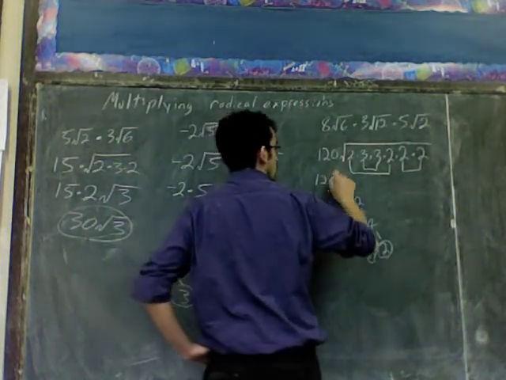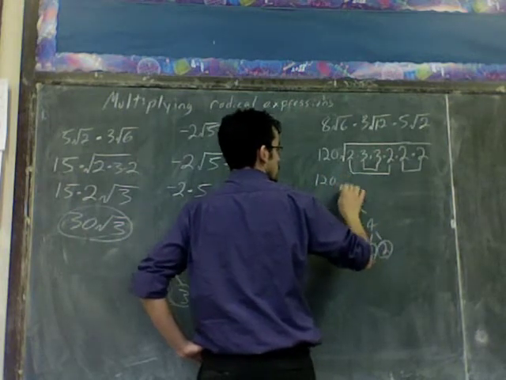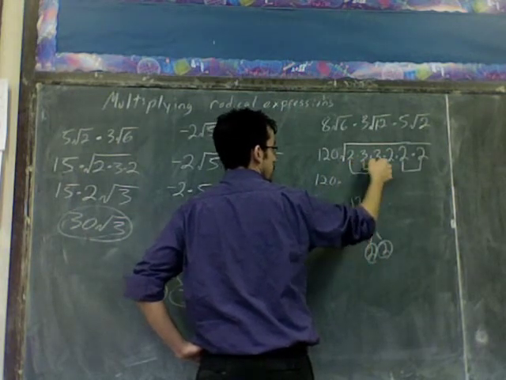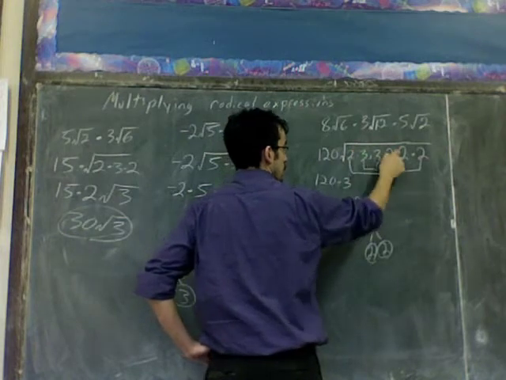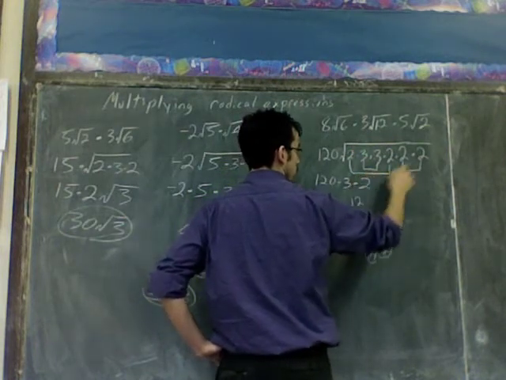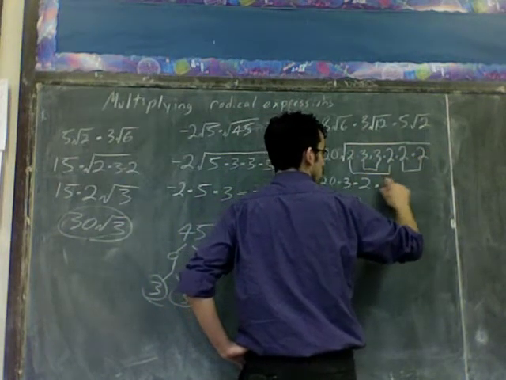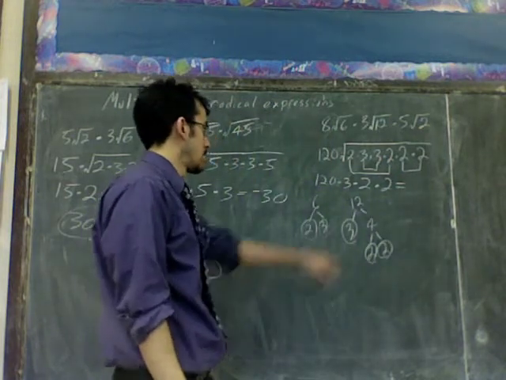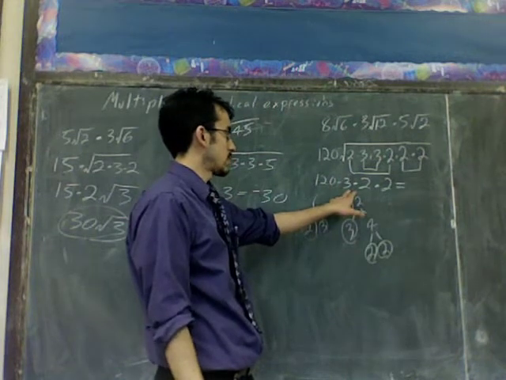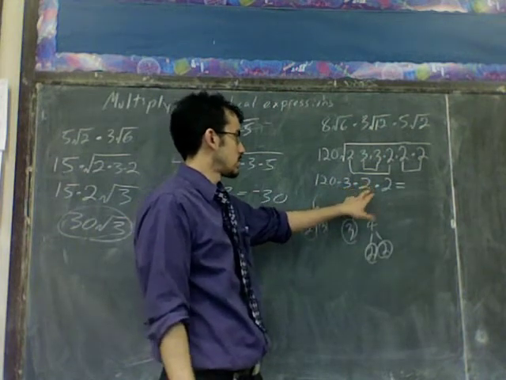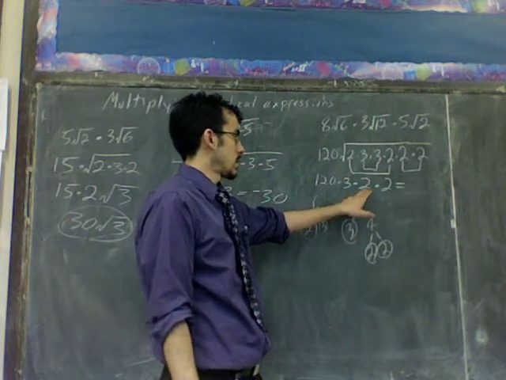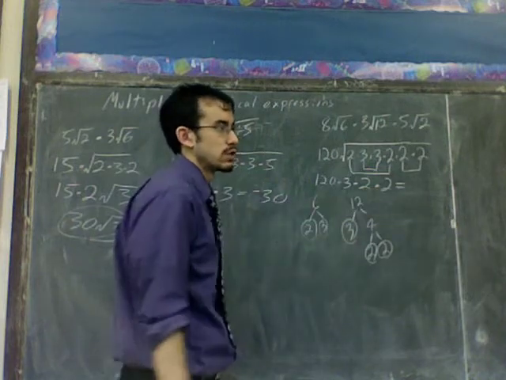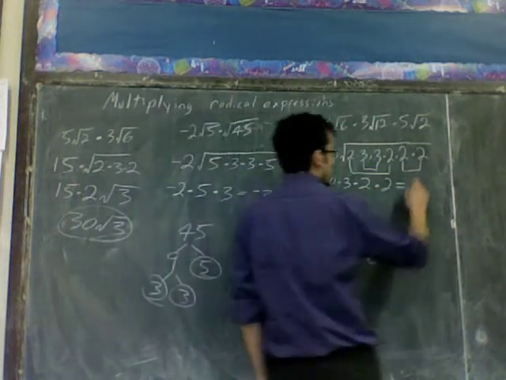Let's see what we get. We get 120 times, well, I paired up a group of 3s, so times 3. Paired up a group of 2s. There's my 2. And I paired up another group of 2s. Okay. Now all that's left to do is to actually multiply. Let's see. 120 times 3 is 360. 360 times 2 is 720. And 720 times 2 should give me 1,440.